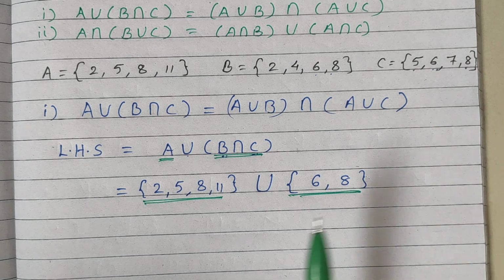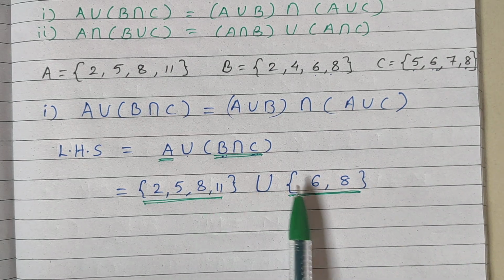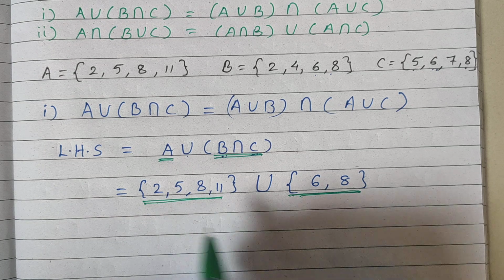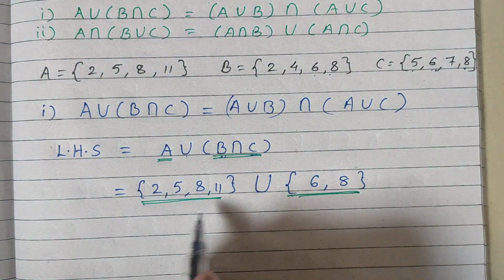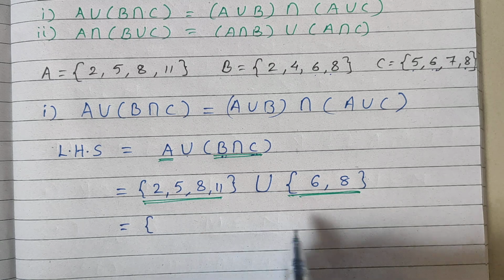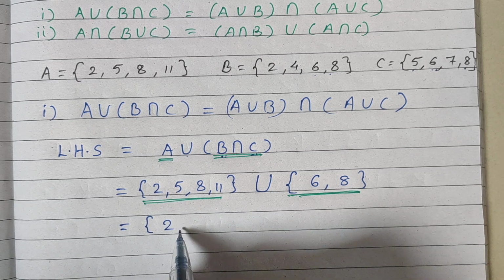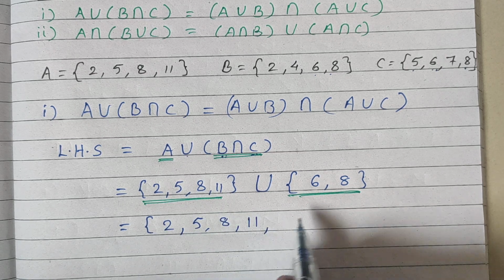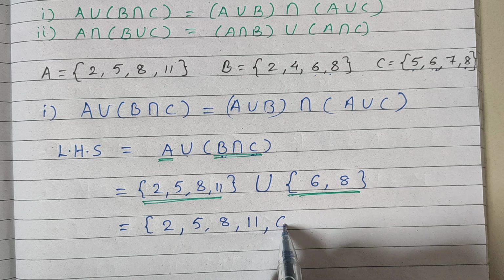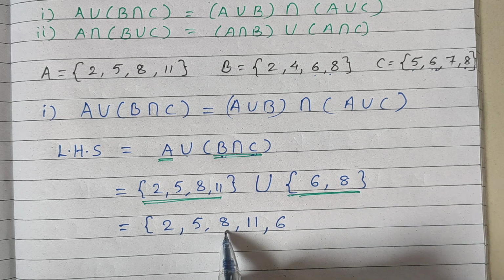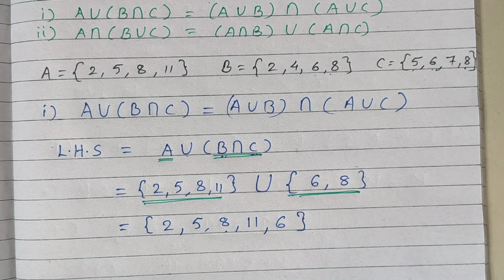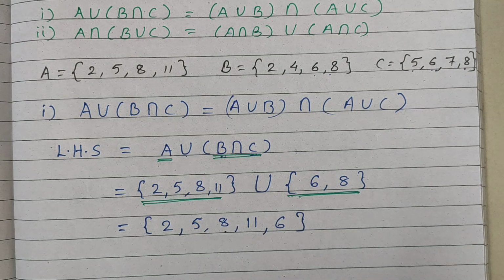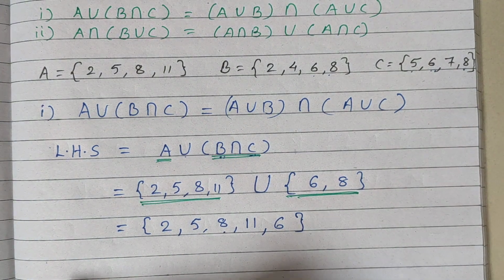Correct? Now make a union of these two sets. That means we will combine these two sets, right? And while combining these two sets, we will take care that there should be no repetition. 2, 5, 8, 11, the first set remains as it is. 6, so we will write 6. 8 is already there, so we will not write it again. This is the value of our LHS. Got it?